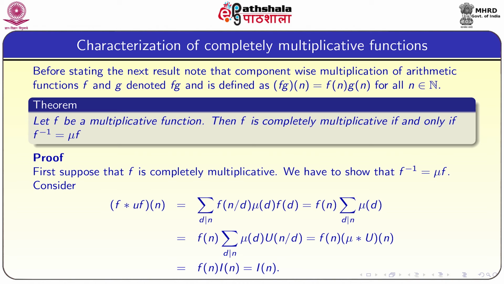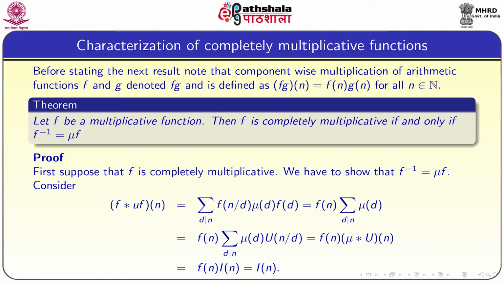So, since f is completely multiplicative, f of n by d into f of d I can write as f of n. So, f of n I can bring outside, summation d divides n mu of d. So, this is equal to f of n into summation d divides n mu of d into u of n by d, since u of n by d always takes 1. So, there is not a problem.